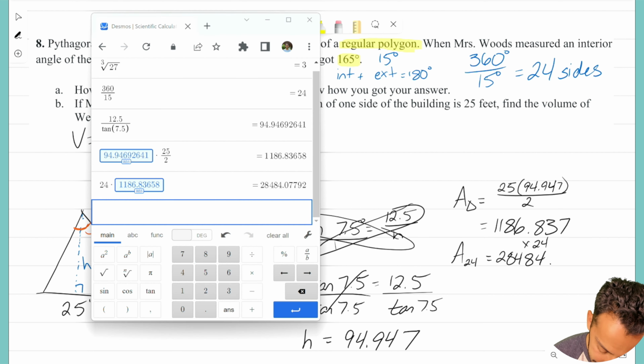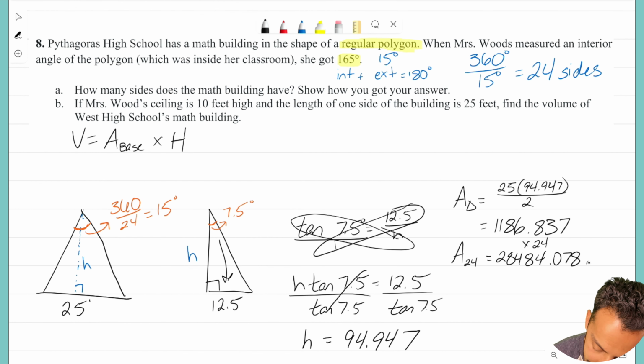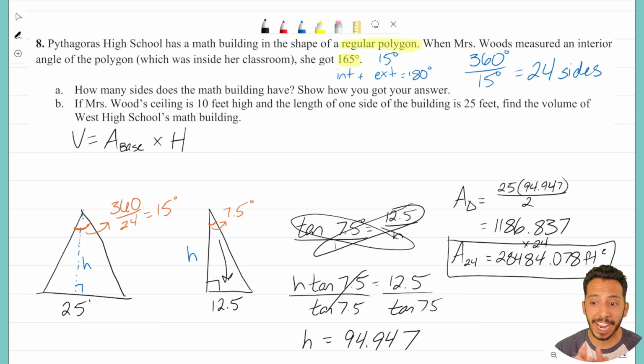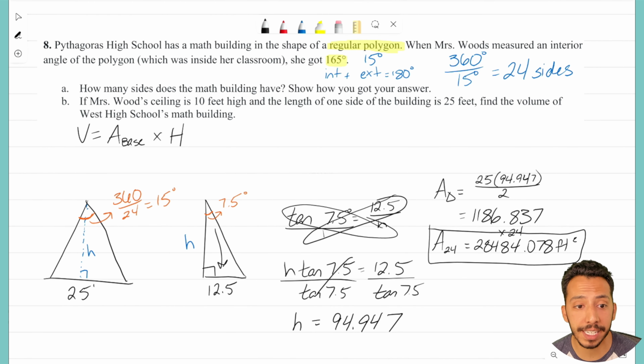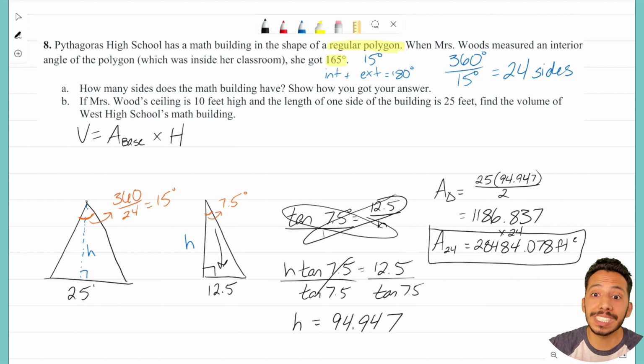28,484.078 square feet. Was it inches? No, it was feet. Feet squared. Look at that. That is the area. Whoops, my head's in the way. That is the area of our 24 gon. Now, you might be thinking, oh, we have to be done. Man, we're not even done yet, because that's just the area of the 24 gon on the bottom.